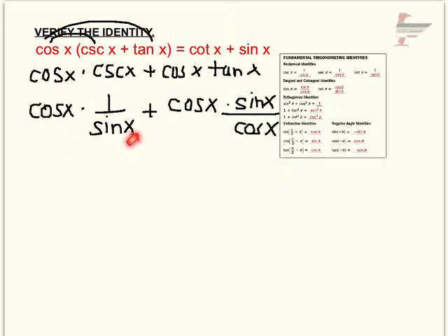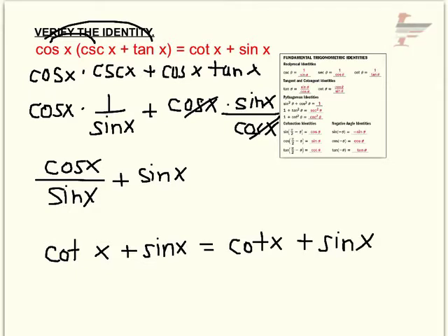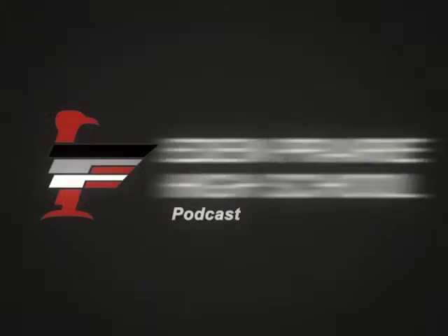So here nothing cancels out, but I can condense it anyway to cosine x over sine of x. And the plus this side, the cosines cancel out, so I have just plus sine of x. And I know that cosine over sine is cotangent, so that's cotangent x plus sine of x, and that's exactly what the right-hand side is supposed to equal. So I just verified it.